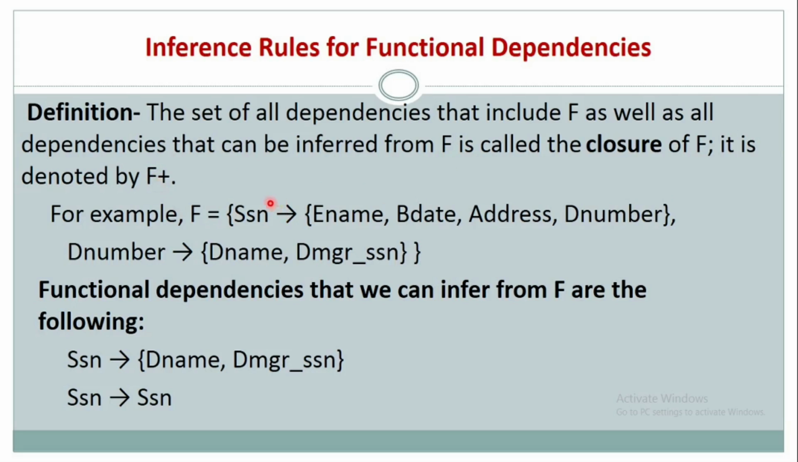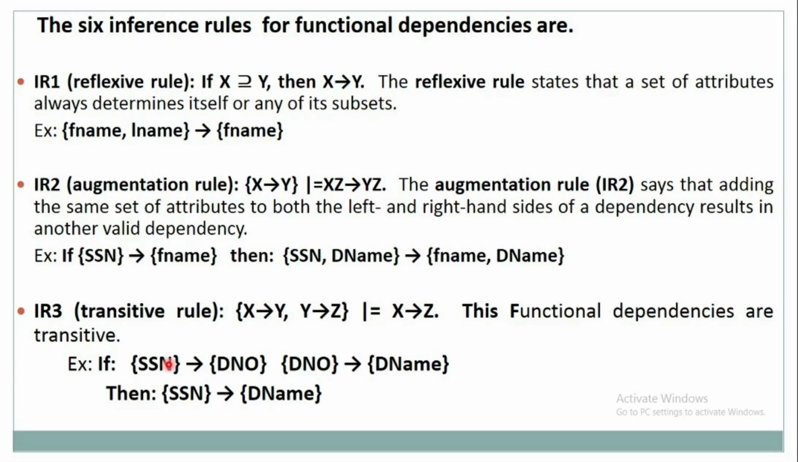Here we have got two functional dependencies, that is SSN determines employee name, birth date, address and department number, and department number determines department name and department manager SSN. So using these two functional dependencies, we can infer some additional functional dependencies, like SSN can determine department name and department manager SSN. Due to the transitive rule, and not only the transitive rule, there are 6 inference rules, we can infer some additional functional dependencies. Let us look into those 6 inference rules.